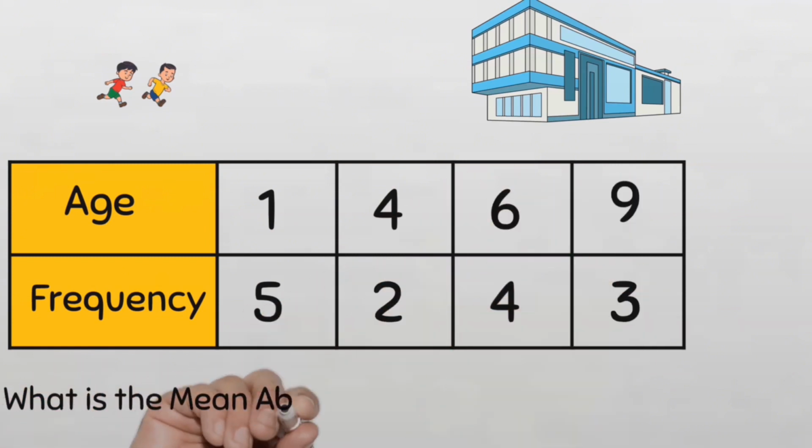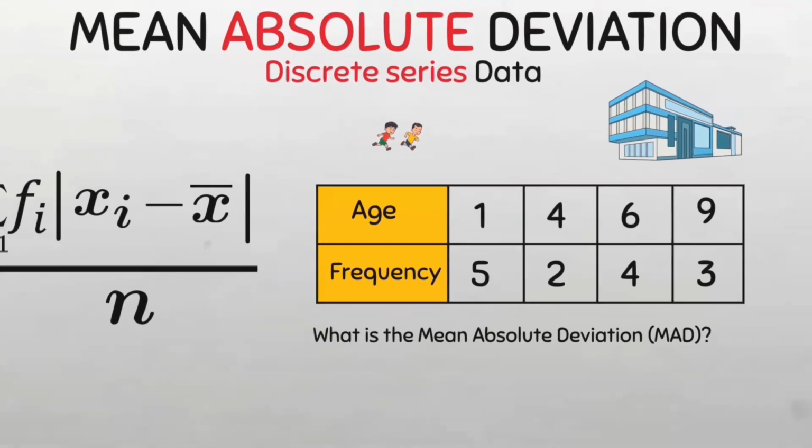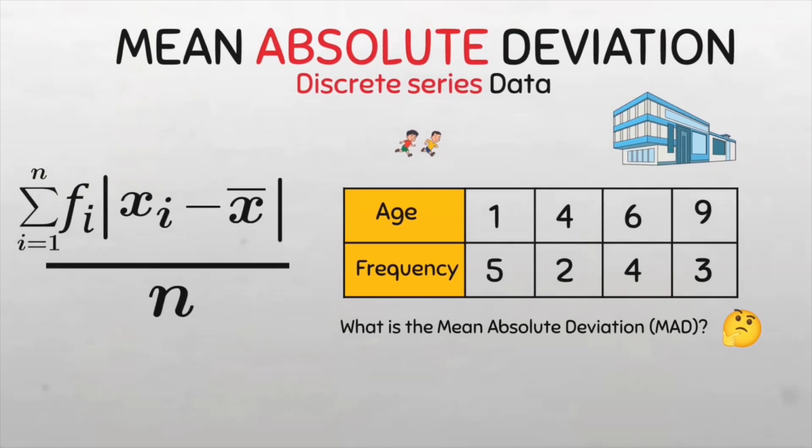What is the mean absolute deviation, or the mean deviation from the mean, of this data? We can see that this data is a simple frequency distribution of the ages of children, right? And this is represented using a discrete series. A discrete series is a data set that's represented in a table with only two columns or rows, with the first representing the values of the variable and the second indicating the frequencies of each data value.